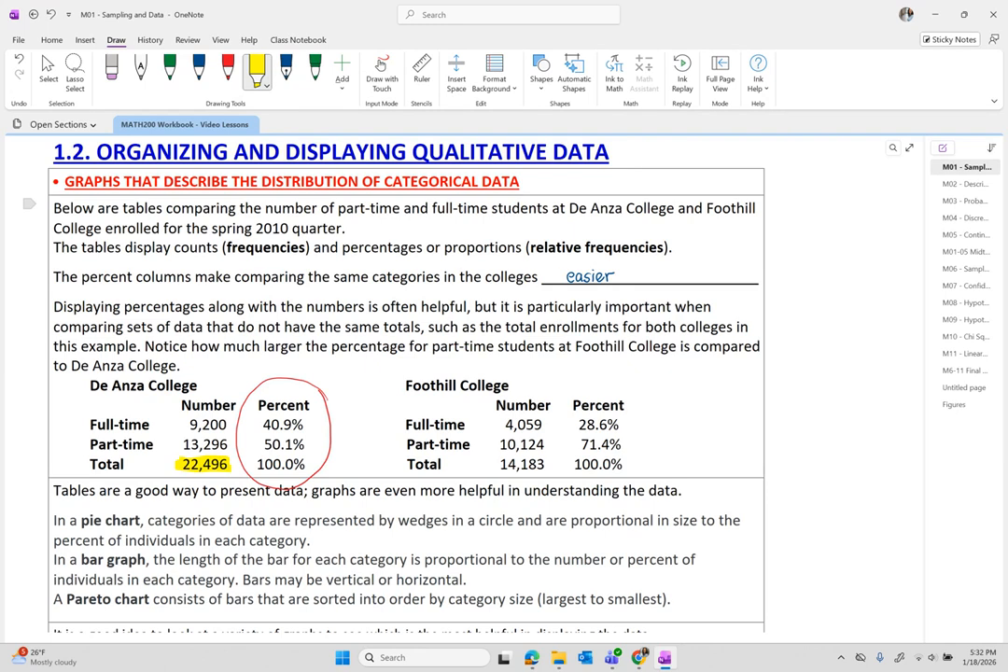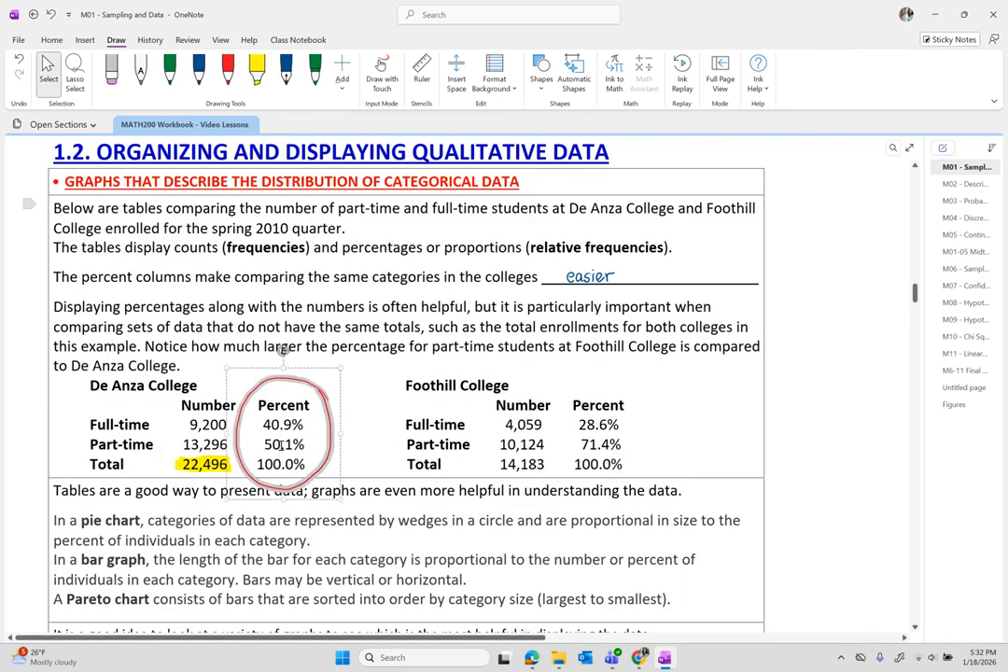The proportion of full-time students at De Anza College and the proportion of part-time students. To find the proportion, I divide the number of students in the category, let's say full-time, 9200, by the total number of students, which is 22,496. The answer is 40.9%. So if that percentage is correct, the other percentage should be incorrect. So let's see how much is the proportion of part-time students. 13,296 divided by the total of 22,496. In my calculator, it comes out to be 59.1%. Now, 59.1 and 40.9 do add up to 100, so I now know that this is correct.